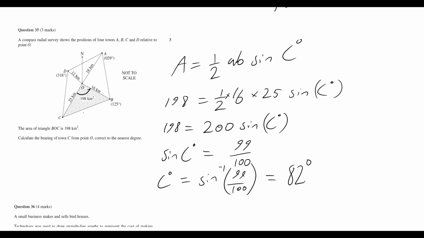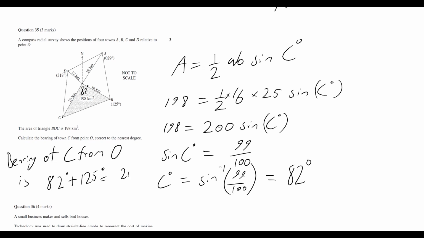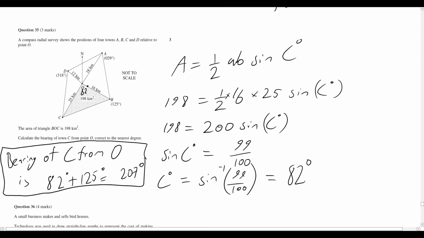Now we need to figure out the entire angle from the north line all the way around to the line OC. All we need to do is add up the angles of 82 degrees and 125 degrees. So our final step in this problem is we'll say the bearing of C from O is 82 degrees plus 125 degrees, equal to 207 degrees. We'll put that in its own little box because that's the final answer there.